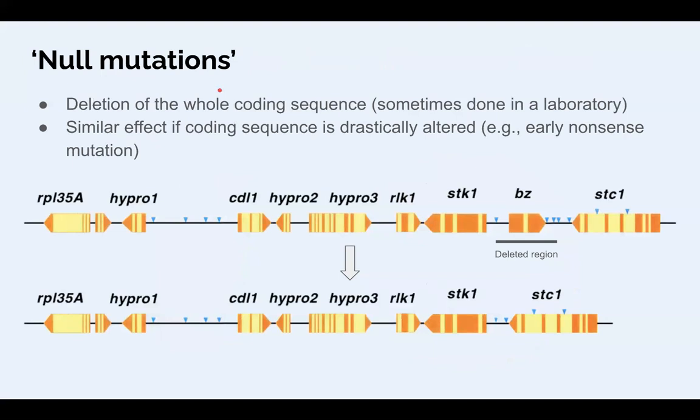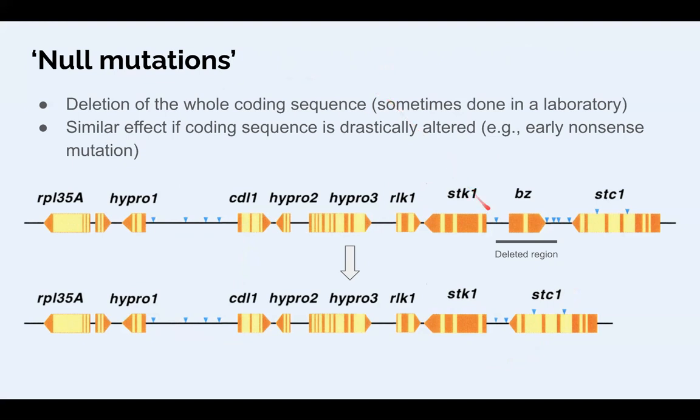One of the things that more often comes up in lab, if you want to get at the most extreme version of what happens when a gene is mutated, you can remove the gene entirely. So that's called a null mutation or a null allele, null for nothing.